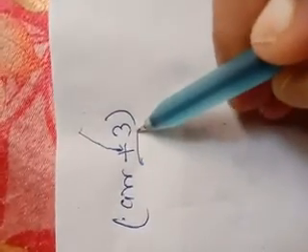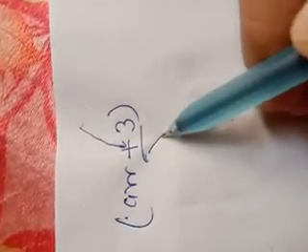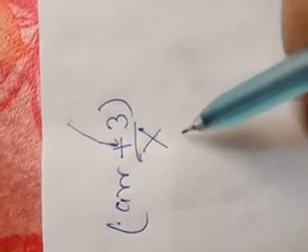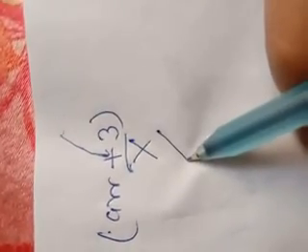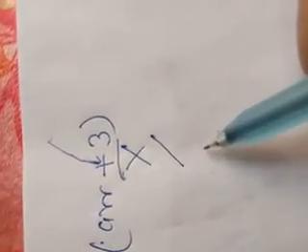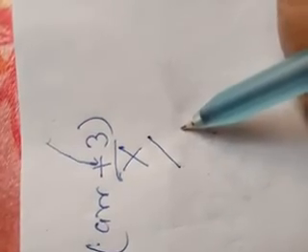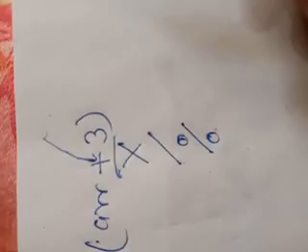Similarly, if you want to subtract, you can use the minus sign. If you want to multiply, you can use the into sign. If you want to divide, you can use this sign. If you want the remainder, you can use the modulus operator sign. You can use the signs for doing operations, or you can also use the functions for doing operations.